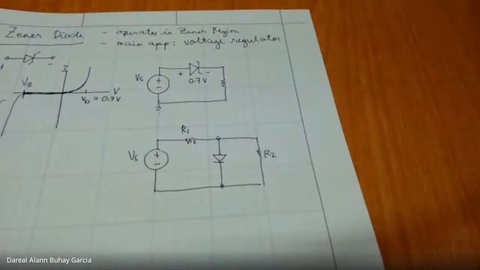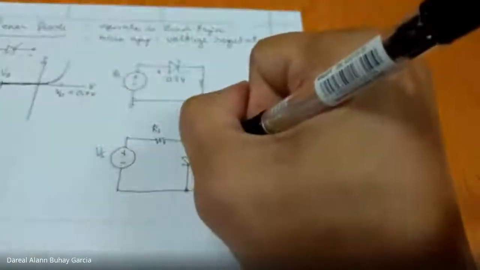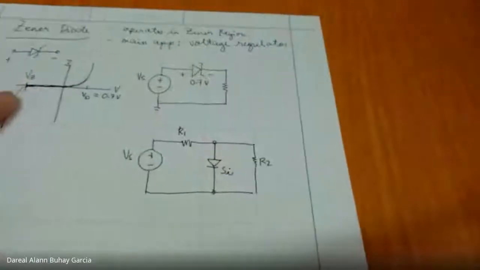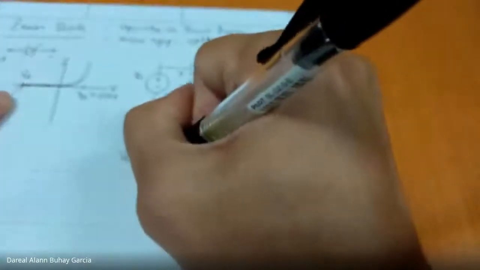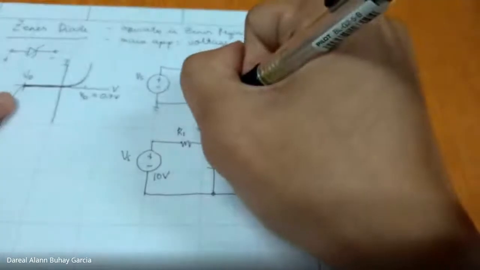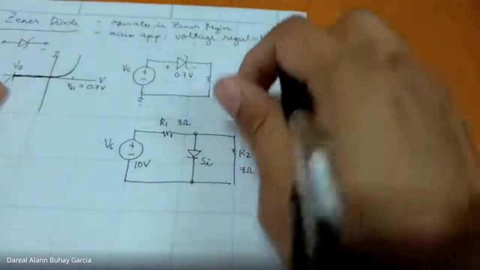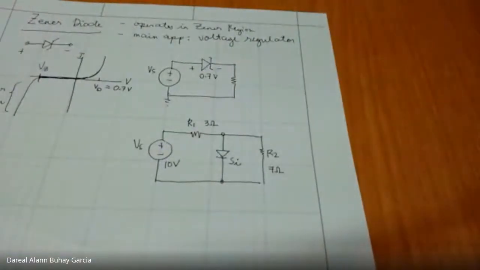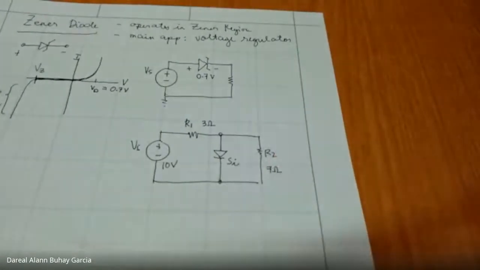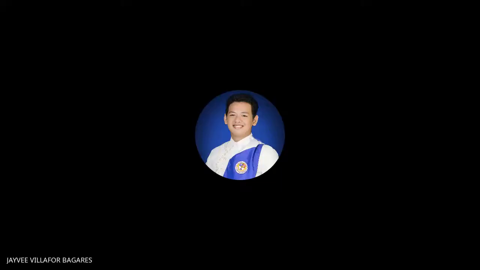So, silicon ni siya. Sample, VS is 10 volts. R1 is 3 ohms. R2 is 7 ohms. So without solving, how much is the voltage across R2? 0.7, sir. Okay, very good.